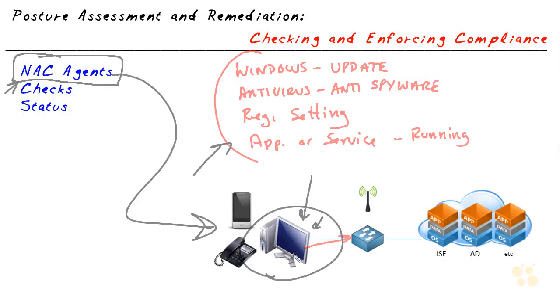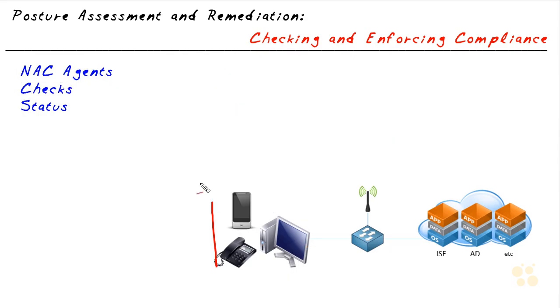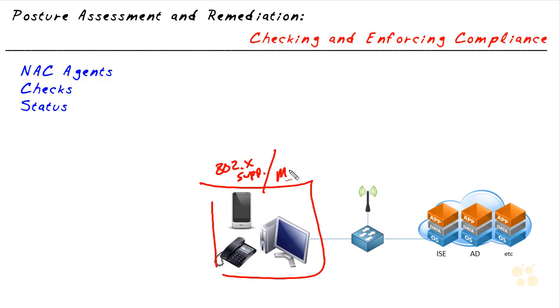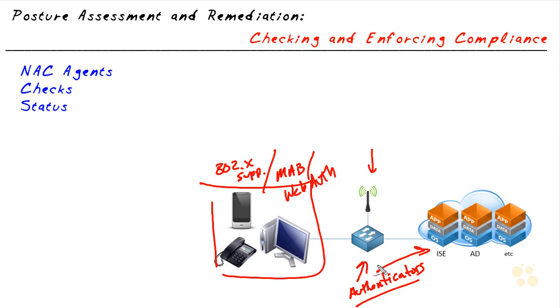So in the big picture, we have these devices that are trying to get access to the network. They may have an 802.1x supplicant, or we might be using Mac authentication bypass, or we might be using web authentication. Here at this switch, and this also applies to wireless as well, we have our authenticators. And the authenticators have a relationship with the ICE server, which is acting as our AAA authentication server.